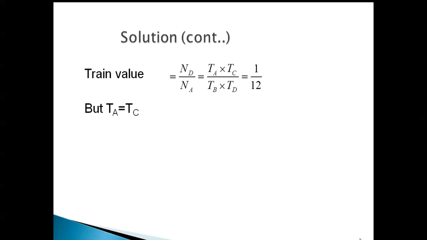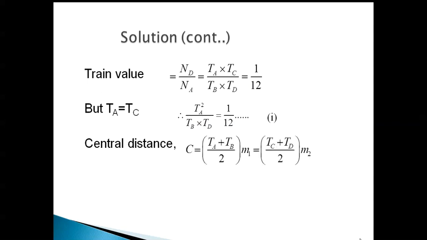Now here TA equal to TC, TA square equal to TB into TD, that is equal to 1 by 12. The center distance is given, C equal to, for reverted gear train, the center distance between the two is equal.